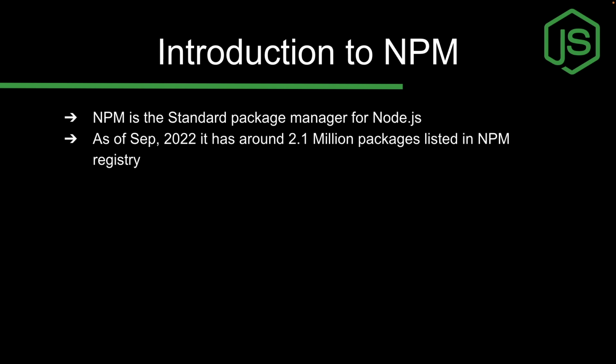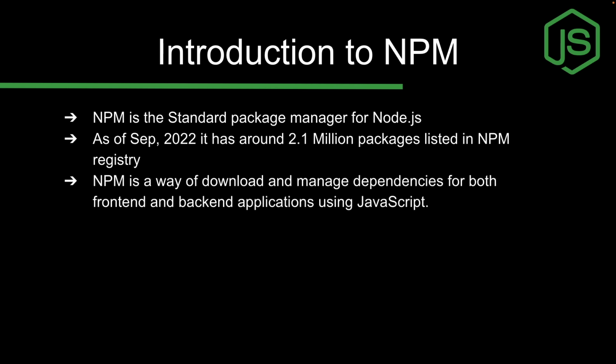npm, as of September 2022, has around 2.1 million packages listed in the NPM registry, which makes it the largest open source repository, and we can find any package on this NPM registry. NPM is a way to download and manage dependencies for both front-end and back-end applications using JavaScript. You must have seen that when we build a React application, we use NPM to download dependencies like Axios, React Router DOM. So it's a tool which can be used for front-end as well as back-end applications. And there are two more alternatives to NPM, which are the Yarn package manager and pnpm, which are alternatives to the NPM CLI.